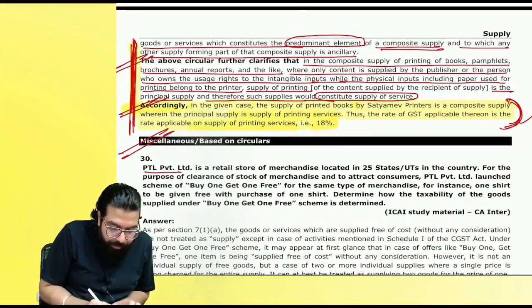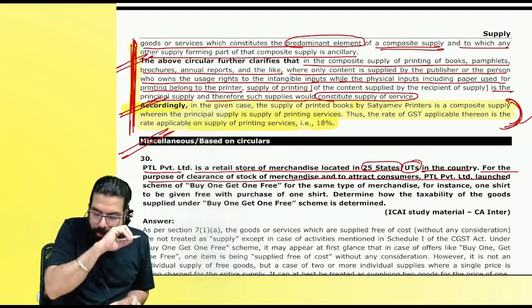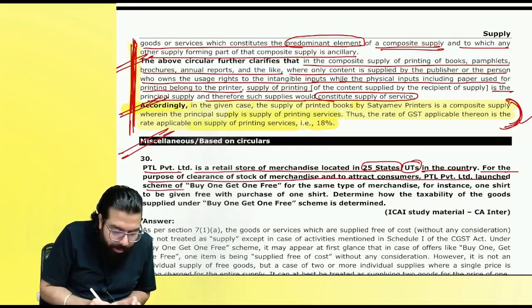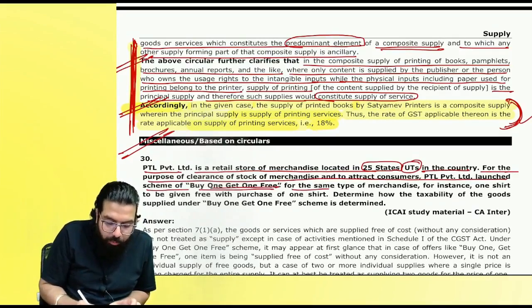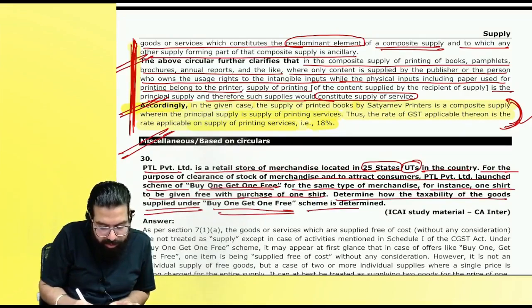PTL Limited is a retail store of merchandise in 25 states or UTs in the country. For the purpose of clearance of stock and to attract customers, PTL launched a scheme, buy one get one, for the same type of merchandise. For instance, one shirt will be given on the purchase of one shirt. Determine how the taxability of goods supplied under the buy one get one scheme is determined.